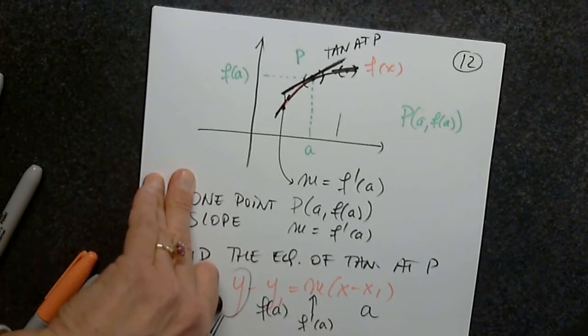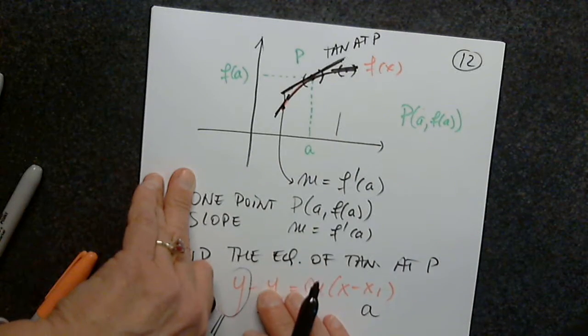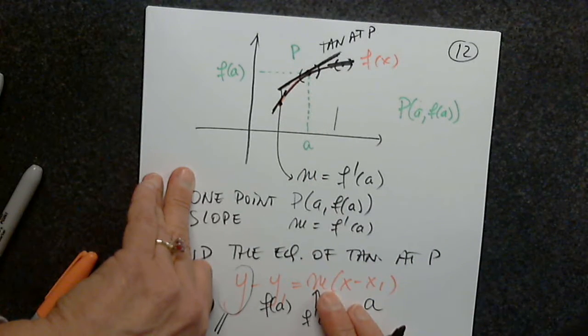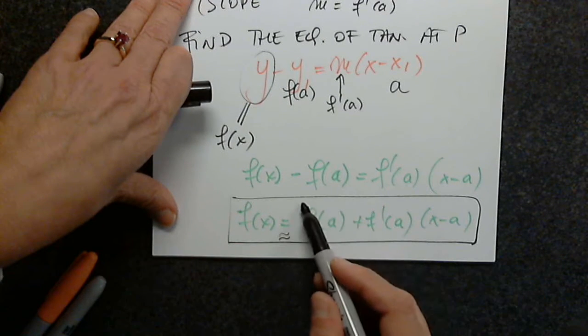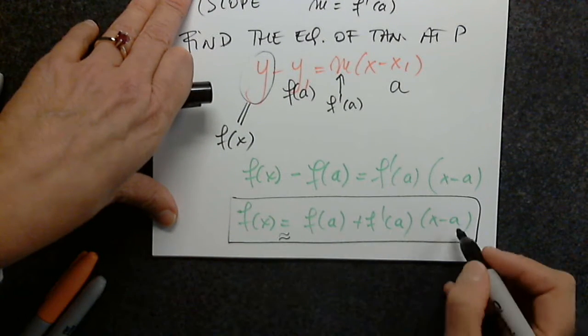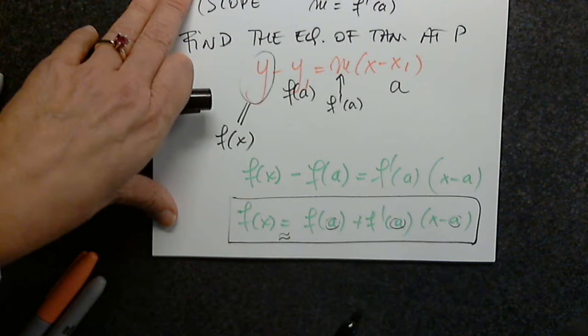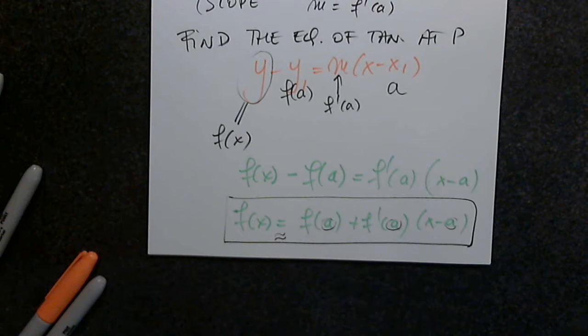Why would I ever think of doing that? Because evaluating a linear function will always be easier than evaluating any function. And this is what we call the linear approximation of f of x near A, not too far from A. So let's look at a problem.